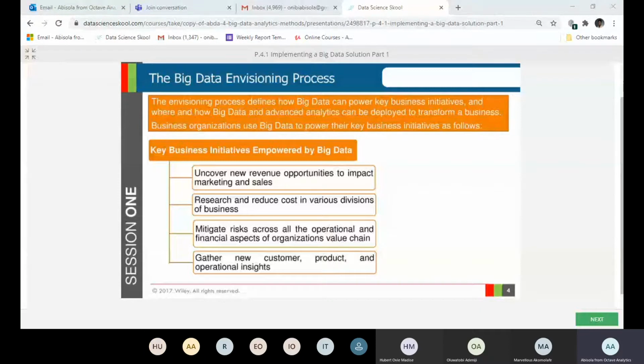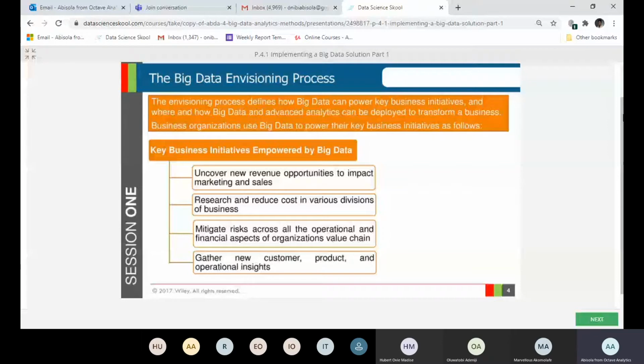So you want to see a way you can maximize costs, so that you can use the cost of, say, production to derive more value. You don't want to just be putting so much money into manufacturing and production, and then the company is not gaining anything at the end of the day. So it helps you to reduce costs across various divisions of business: production, manufacturing, inventory, transportation, and so on.